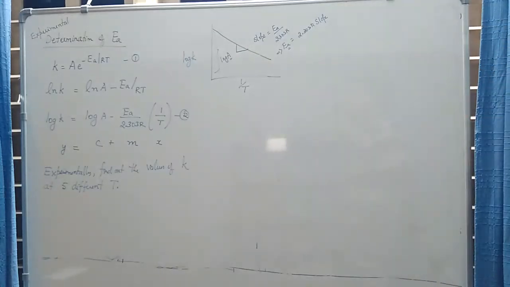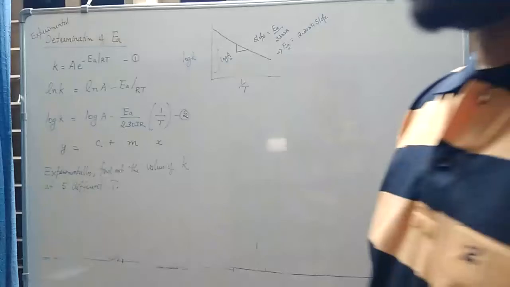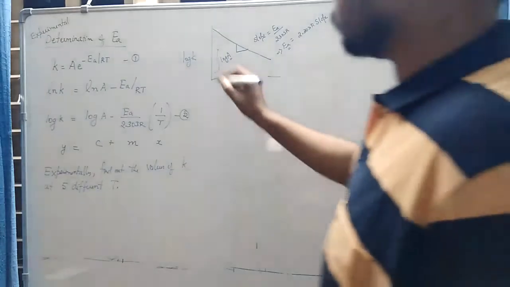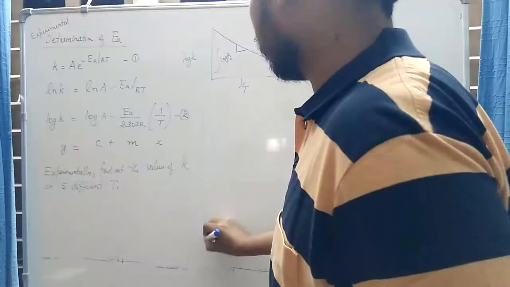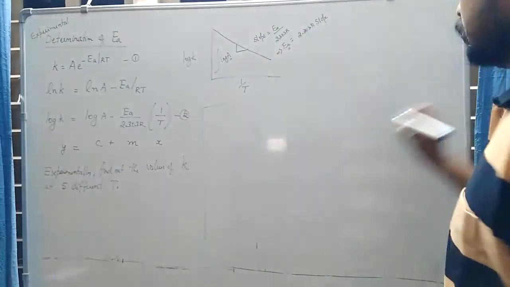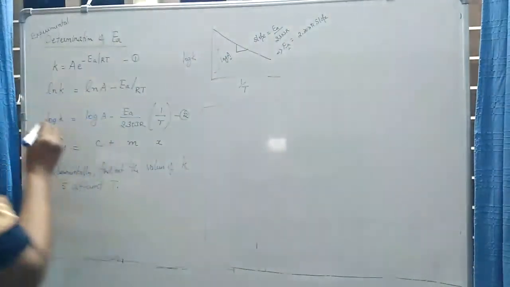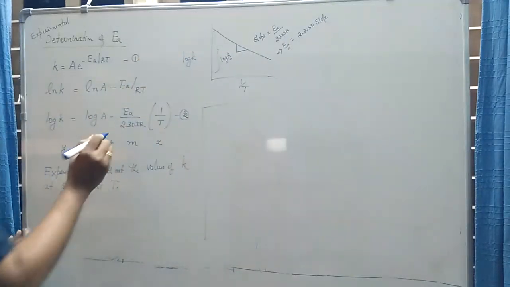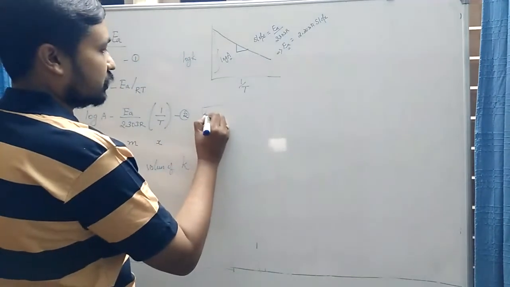Alternatively, instead of recording the rate constants at 5 different temperatures, let us record the rate constant at only 2 different temperatures, T1 and T2. So this is procedure 1. In the second procedure, what we will do is this.